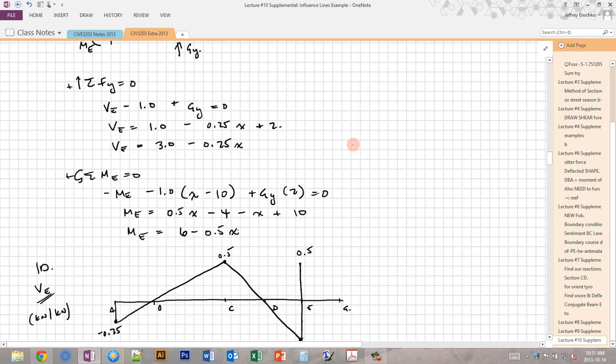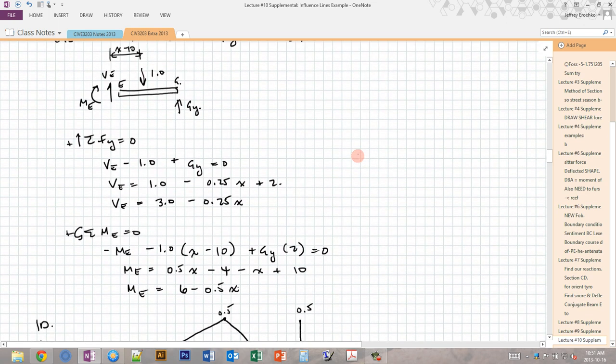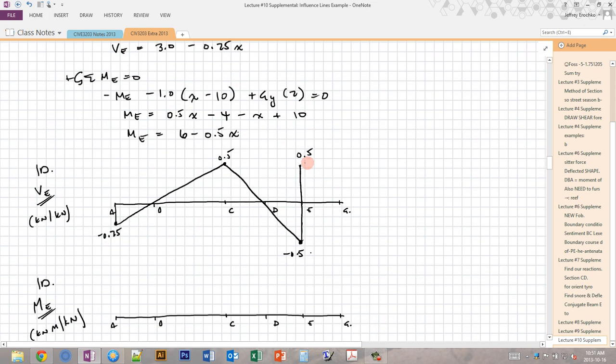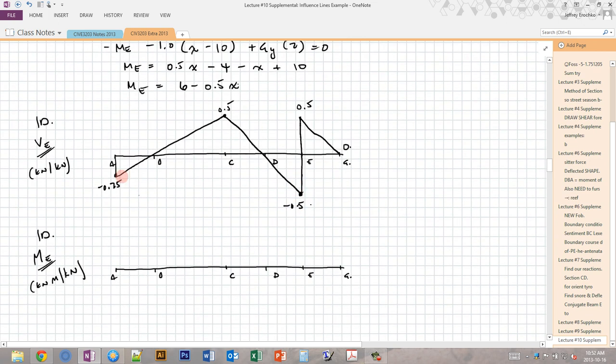And then at x equals 12, which is location G, I sub in 12 here, we get 3 minus 3, and that equals to 0. So this is 0. And so that's the full influence diagram for the shear. And notice again that if the unit load is above B, which is a point of support, so there's a roller here, all of that load goes directly into the support, which means that it doesn't cause any shear at location E. So the value here is 0.